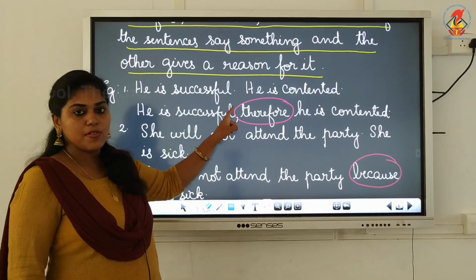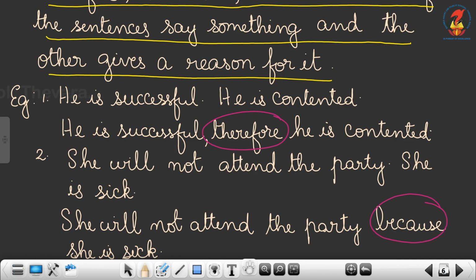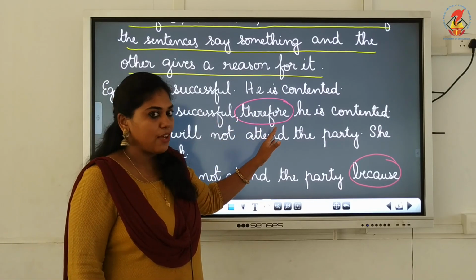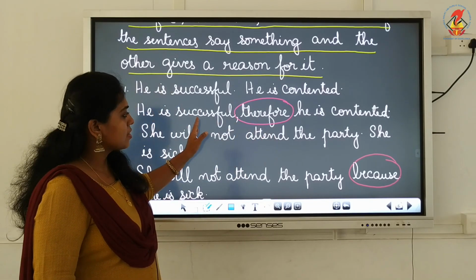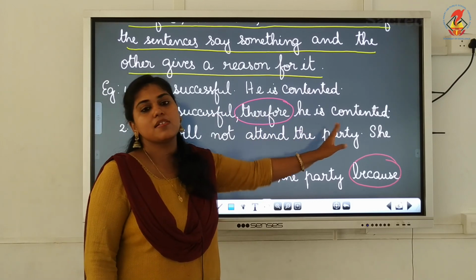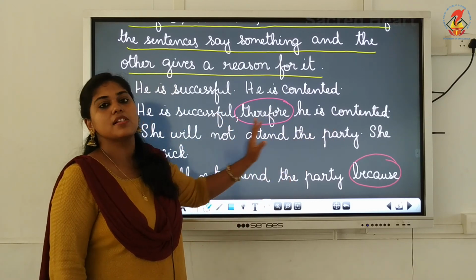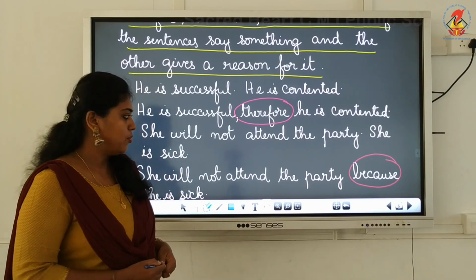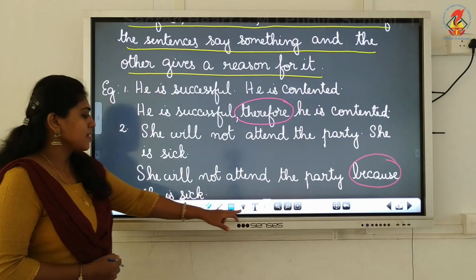He is successful, he is contented. Okay, so because he is successful, he is contented. So how do we combine those two sentences? We use the conjunction therefore. He is successful, therefore he is contented. Because he is successful, he is contented. So instead of because, we can use therefore also. Now the next example.